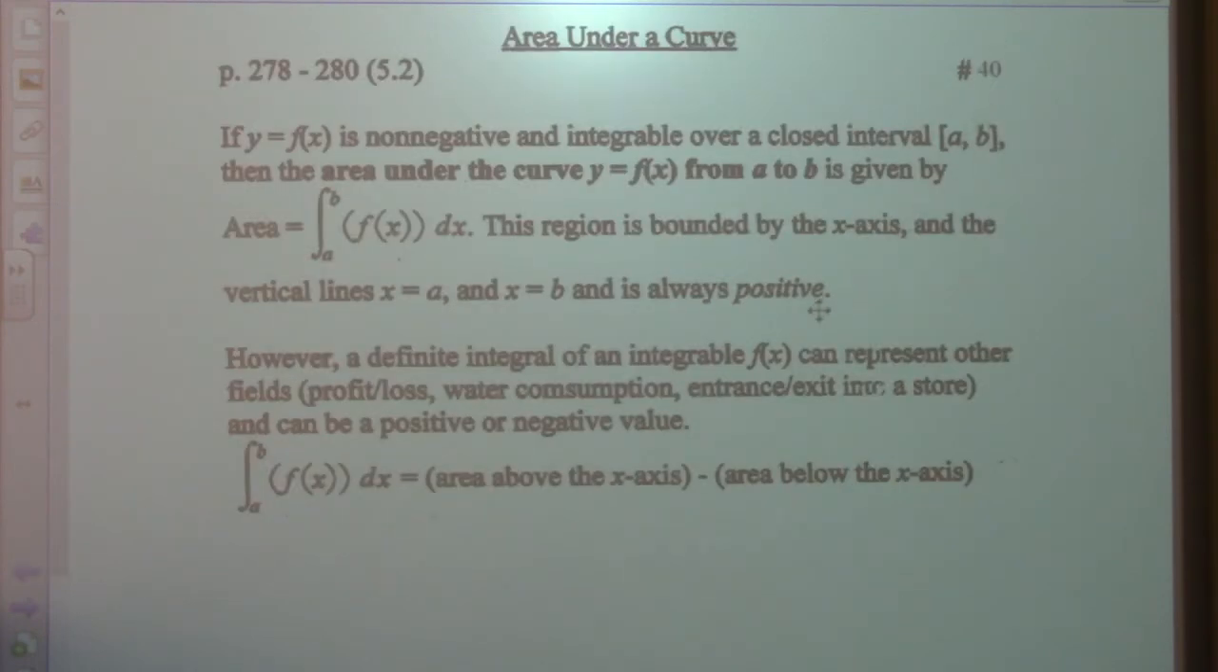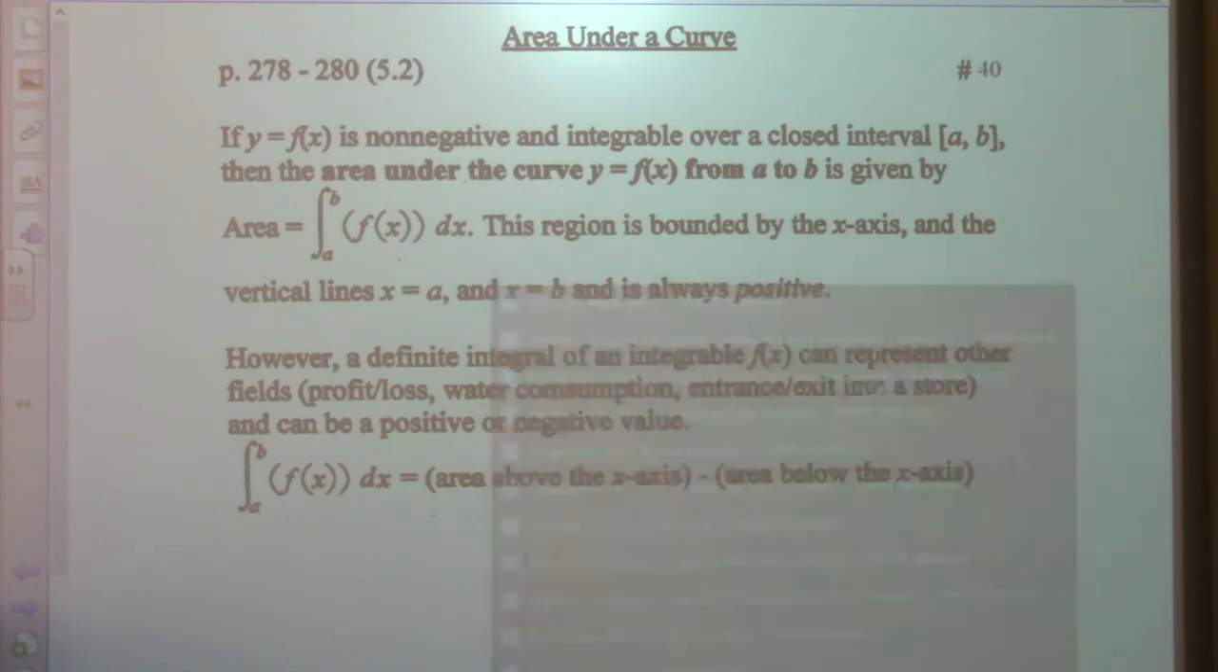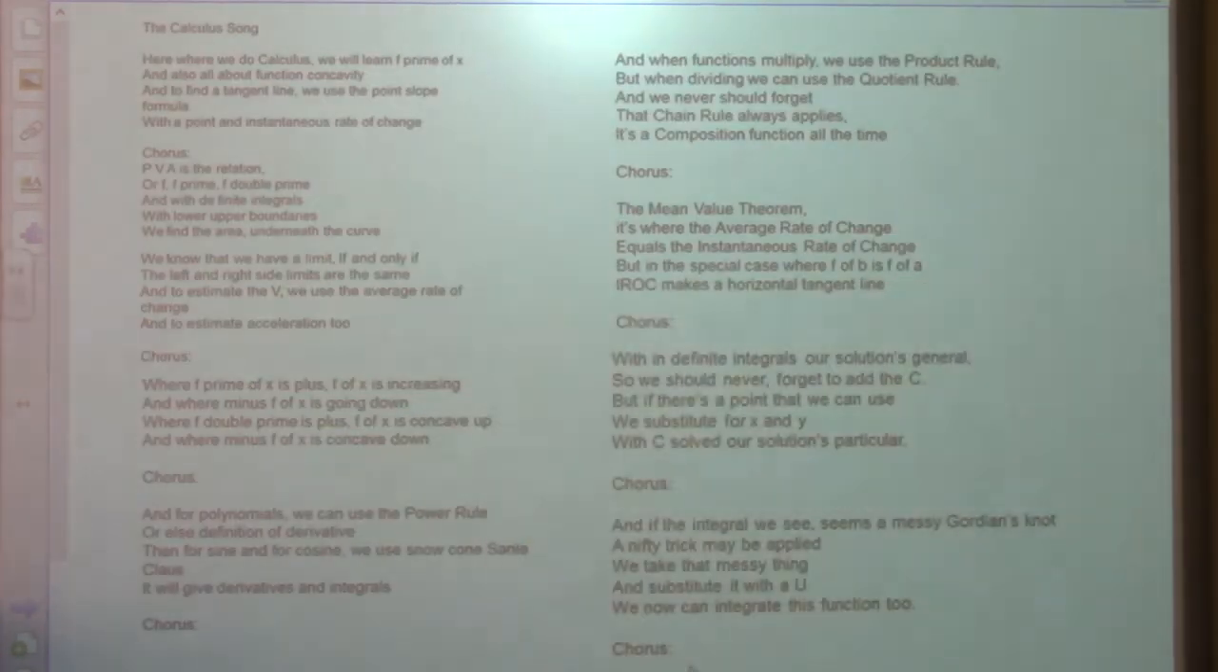Now, what we've been doing up until now, and what the homework assignment you have in hand is, is what we call an indefinite integral, where you have to add the C. And that's addressed in another place in the calculus song, right here. Never forget to add the C. With indefinite integrals our solutions are general, so we should never forget to add the C.